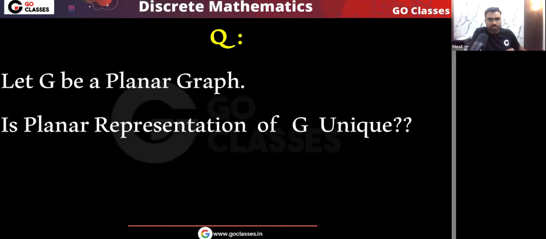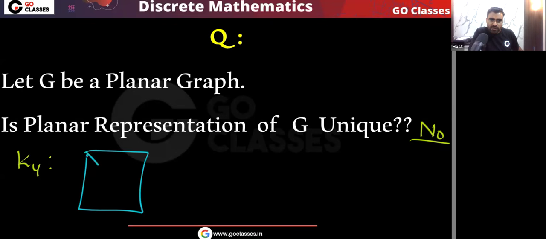So we have seen all these concepts. Tell me the answer for this question. Let G be a planar graph. Is the planar representation unique? The answer is no. We have already seen that for this K4. Consider this K4. For this, I can create many planar representations. For example, this is one of the planar representations I can create.